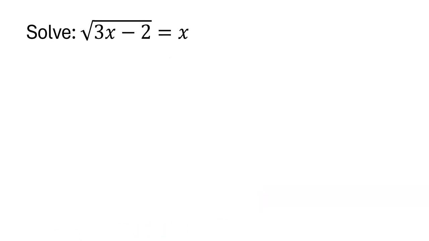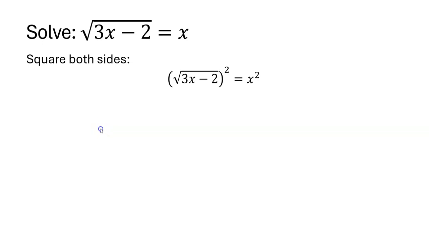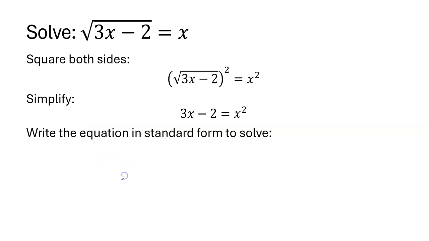Let's do another one. Let's solve the square root of 3x minus 2 equals x. Well, the square root is isolated on the left side, so we are ready to square both sides. That leaves us with 3x minus 2 on the left equals x squared. We now have a quadratic equation. So we want to get that in standard form, meaning have one side equal to 0.